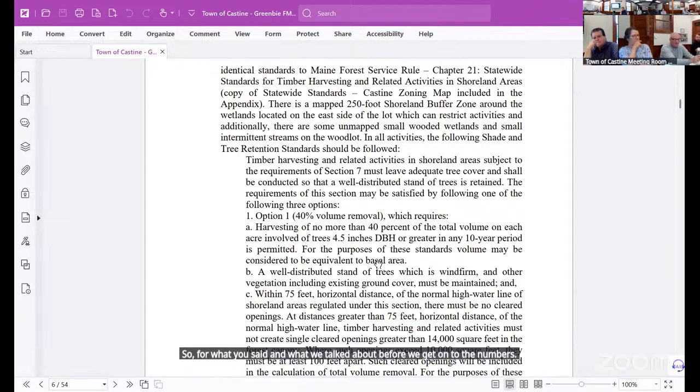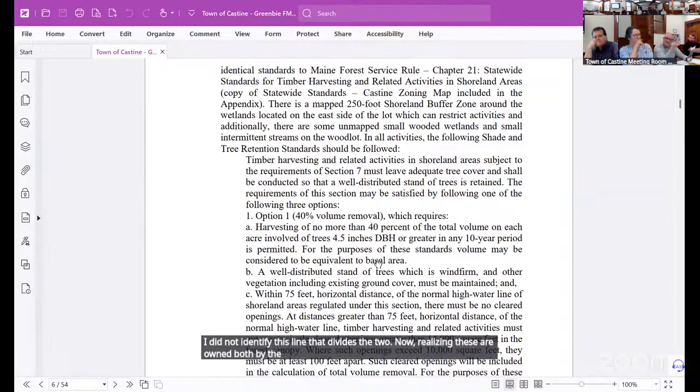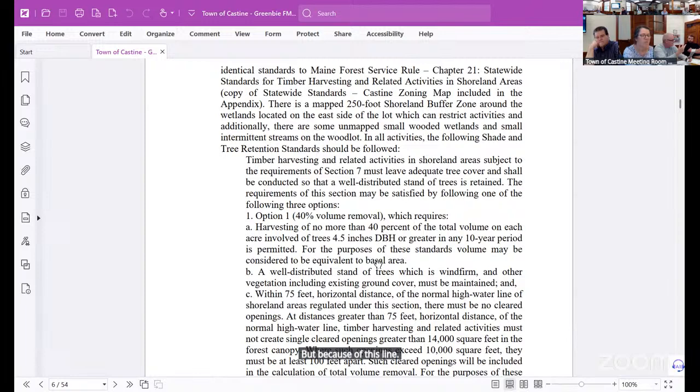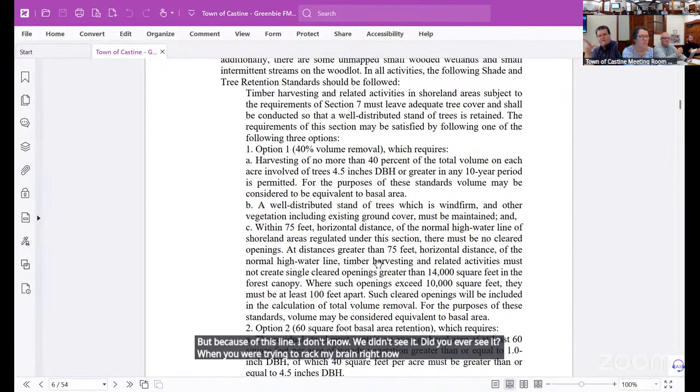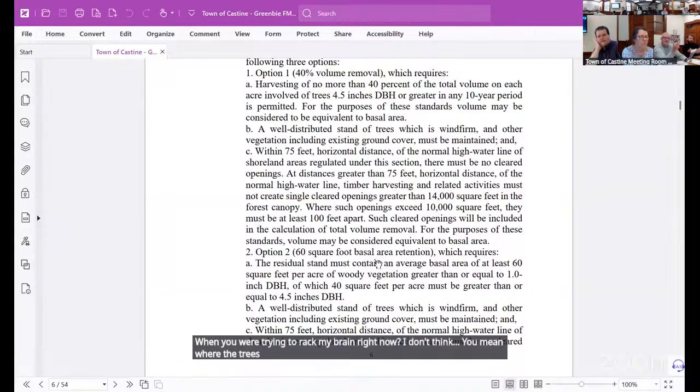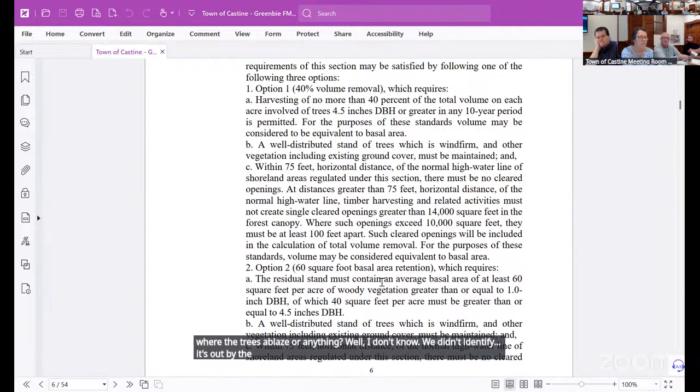I did not identify this line that divides the two. Now, realizing these are both owned by the town, this is less important. But if I was here and you were the only owner, this would be our biggest problem from what you just said. Even though you might have a field we could operate in, because of this line, I don't know. We didn't see it. Did you ever see it when you were out there? It's out by the field, you can find the old stone wall.